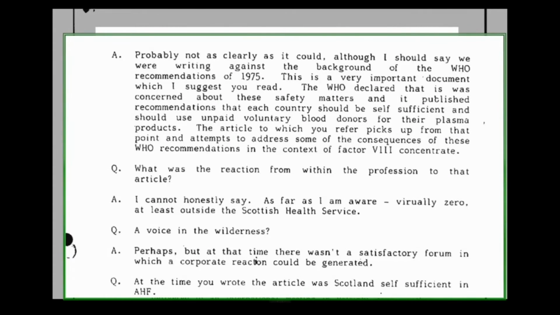Question, what was the reaction from within the profession to that article? Answer, I cannot honestly say. As far as I'm aware, virtually zero, at least outside the Scottish Health Service. Question, a voice in the wilderness. Answer, perhaps, but at that time there wasn't a satisfactory forum in which a corporate reaction could be generated. And then the question is put about self-sufficiency in Scotland. Was Scotland self-sufficient in AHF?